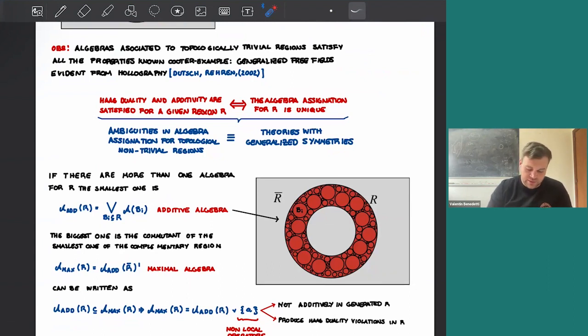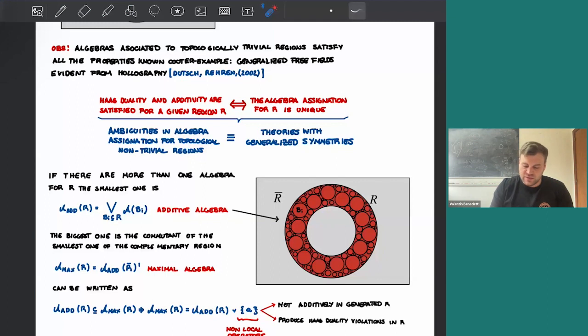The biggest one that we can assign is the commutant of the smallest one for the complementary region. Namely, this maximal algebra for the region R will be the commutant of the additive algebra of the complementary region. This is the maximal algebra. Being this the biggest and this the smallest, when these two algebras are the same, it's the case that we can only find one algebra for the region that we are looking at. But if they were to be different, there is more than one possible choice, and all those choices are equally good, provided that they satisfy isotony and causality properly.